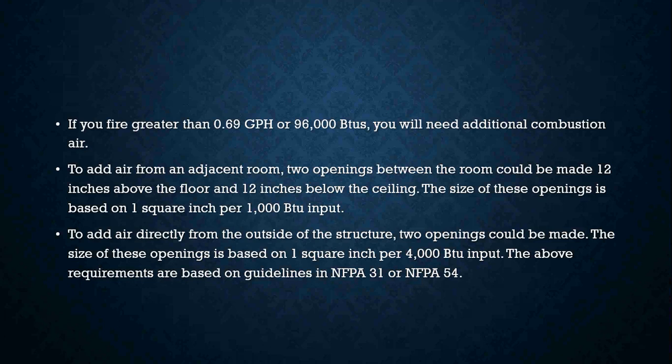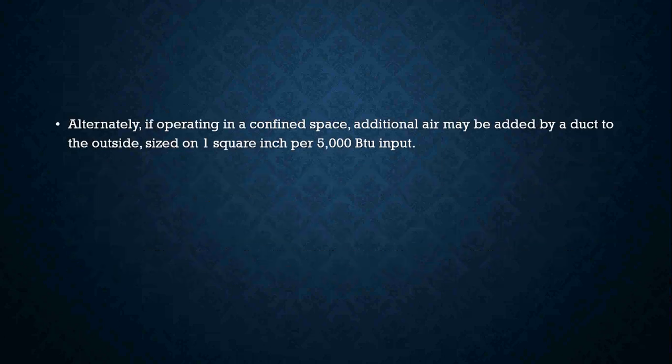You can also do it in a different way. You can add air directly from outside of the structure, and if you're going to do it that way, you have to make 2 openings. The size of these openings is again based on 1 square inch per 4,000 BTUs of input. Those above requirements are based on the guidelines from NFPA 31 and NFPA 54. Alternately, if operating in a confined space, additional air may be added by a duct to the outside, sized on 1 square inch per 5,000 BTUs of input.